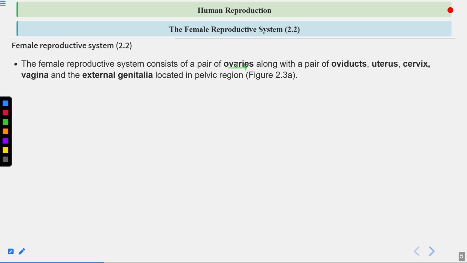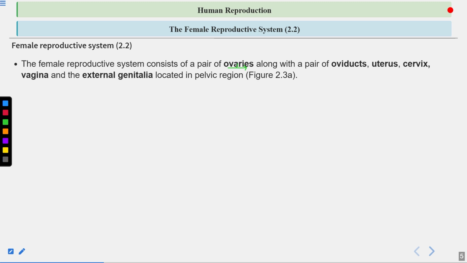These hormones are involved in the production of the secondary sexual characteristics. What are the secondary sexual characteristics in females? Breast development is the first secondary sexual characteristic. Then the onset of the menstrual cycle is also a secondary sexual characteristic.